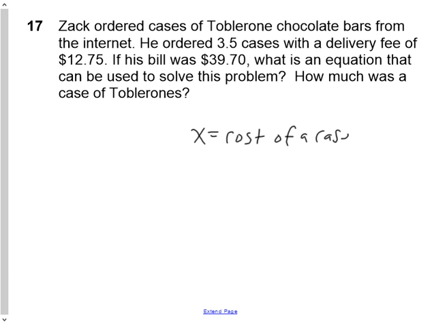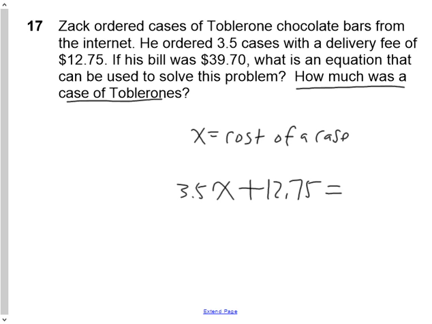the first thing I'm going to do is define it, because that's what I'm looking for. So x is going to be the cost of a case. And if he buys 3.5 cases, you're going to take that 3.5 and multiply it by the cost of the case and add to it a delivery fee of $12.75. And that will be the total cost, which is given to us as $39.70. So there's your equation that would represent that situation.